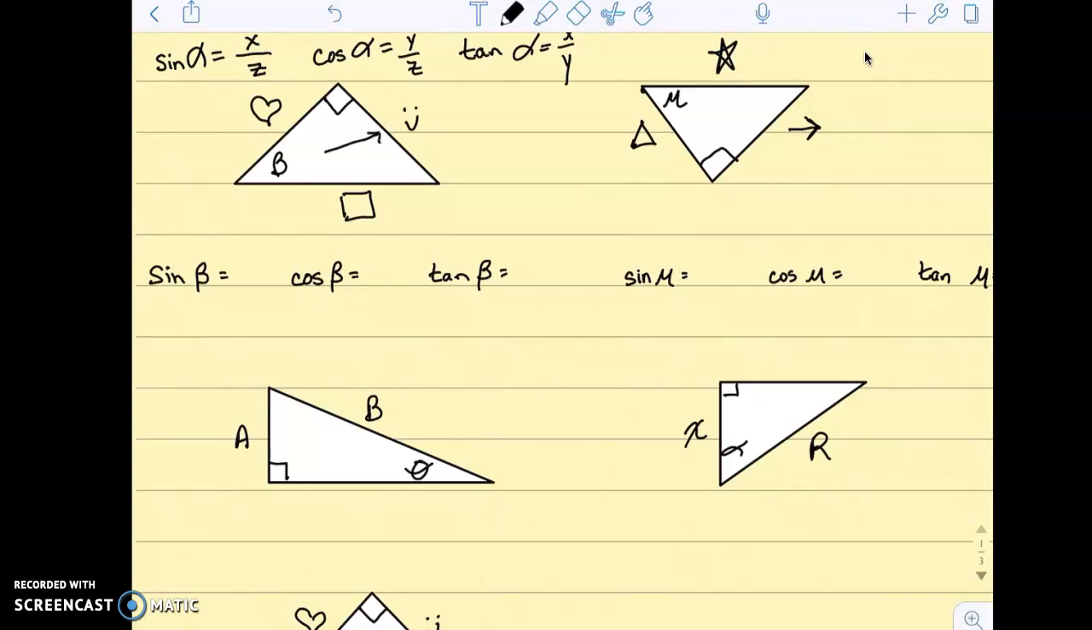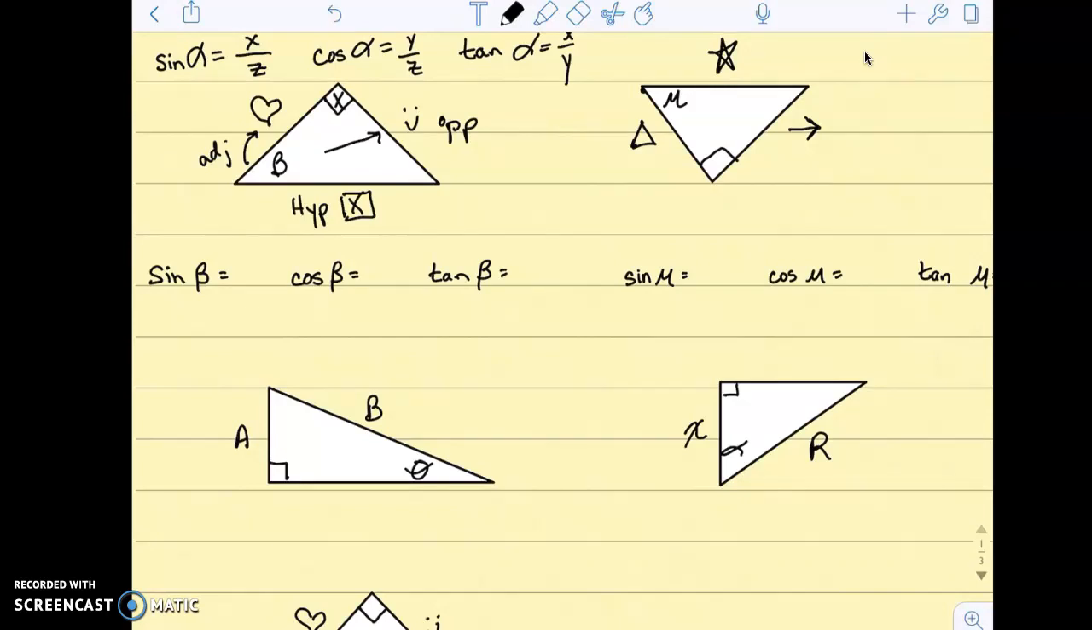Opposite is the smiley face. I bet half of you said adjacent is the square. Nope, adjacent is the heart. The square is the hypotenuse because it's the longest side. You can also know it's the hypotenuse because it's across from the right angle. See my right angle? They're across from each other.